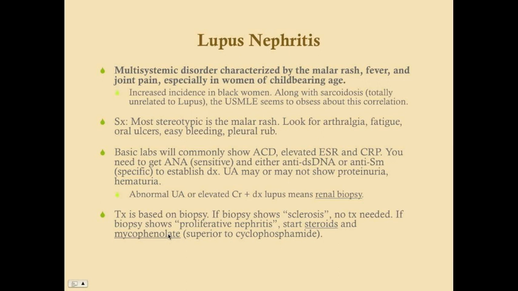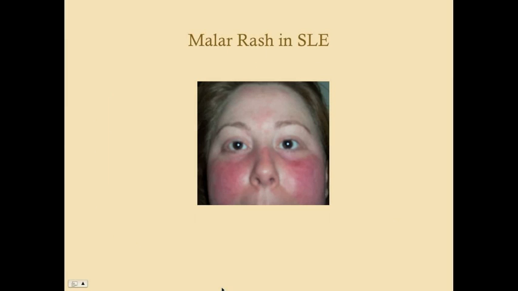So on the USMLE, if it gives you only one or the other, then choose either mycophenolate or cyclophosphamide. But if it gives you as answer choices both mycophenolate and cyclophosphamide, definitely go with mycophenolate because it has been shown to be superior to cyclophosphamide in treating lupus nephritis.